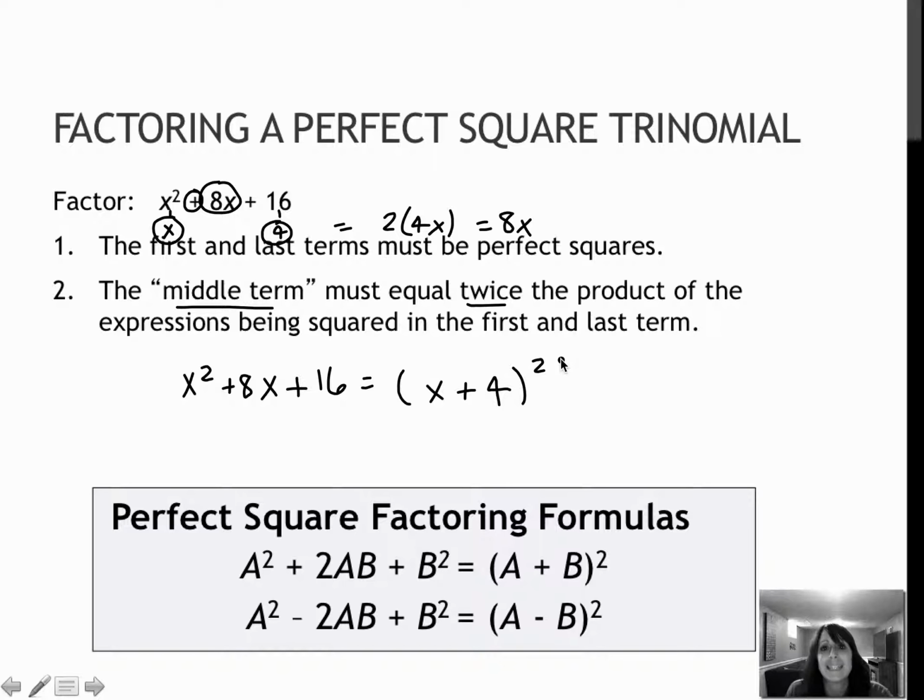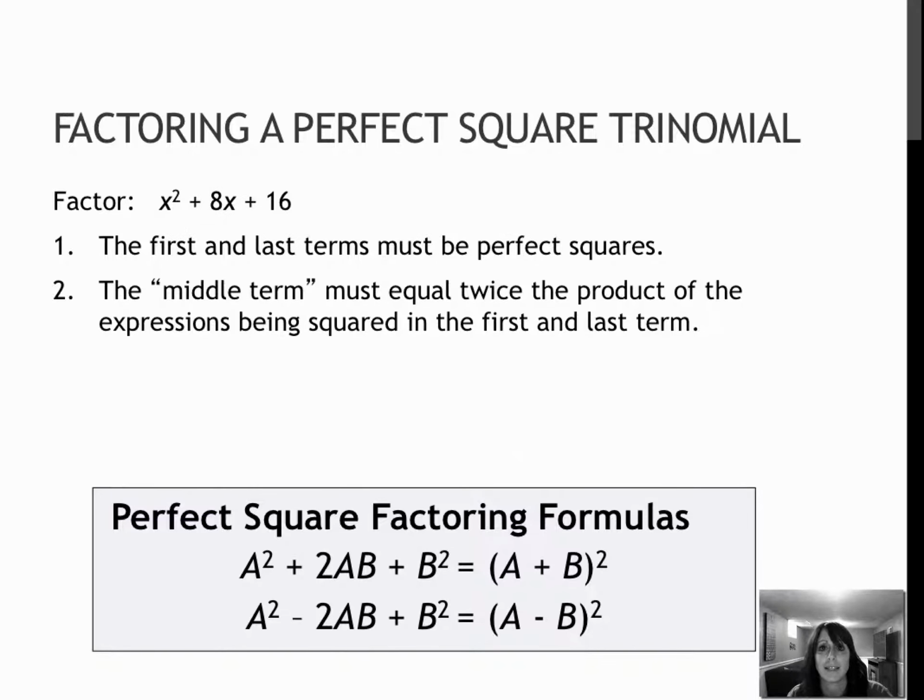Now let's say I didn't see that pattern and I just factored it as normal. I would have said what are numbers that multiply to 16 that add to 8, and that would be positive 4 and positive 4. So I would have written it as x plus 4, x plus 4, and then of course that is the same answer as x plus 4 quantity squared. So this is just a pattern that might be helpful for you, but it's not necessary.